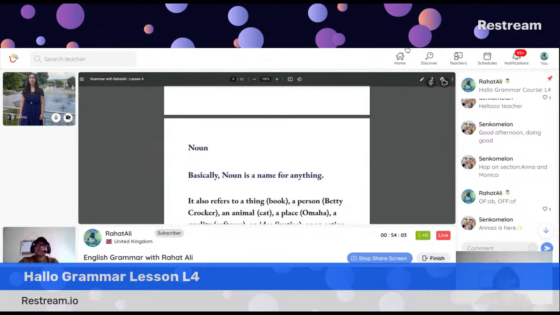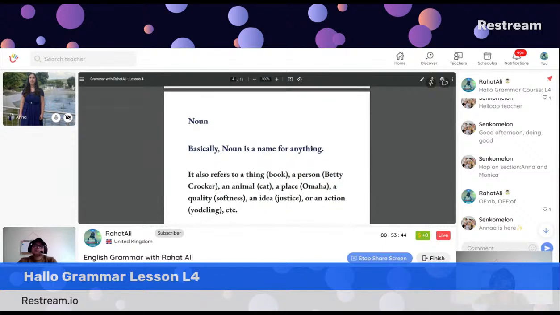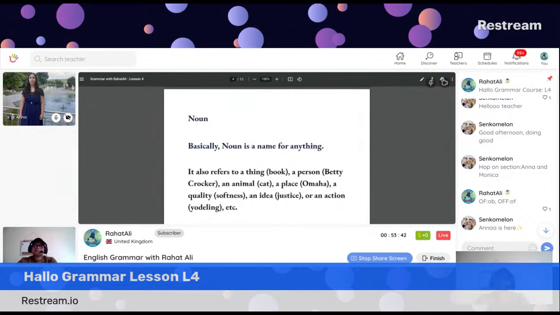Parts of speech, but we are going to describe only 4 because in an hour it is not enough to describe all of them together. So it is noun, pronoun, verb, adjectives. Anna, as you know, a noun is basically a name for anything. Can you give us an example?